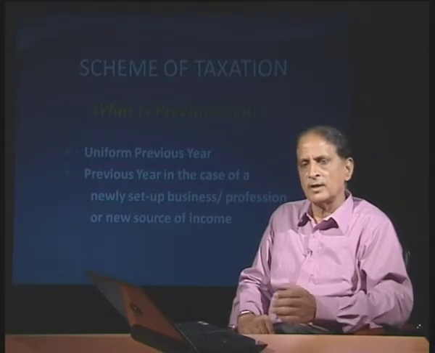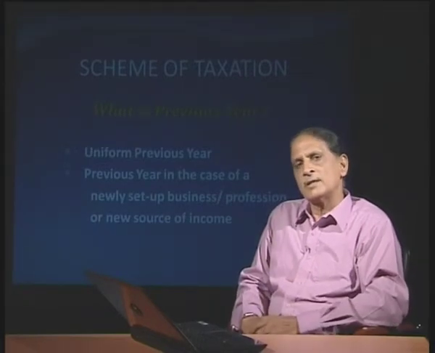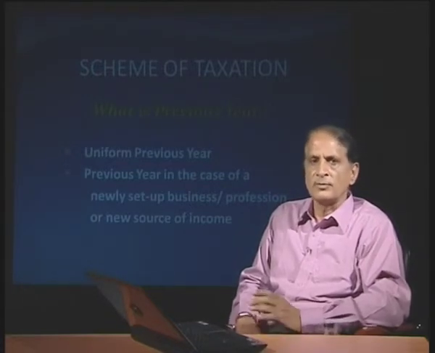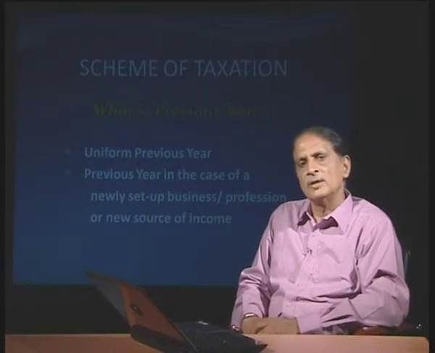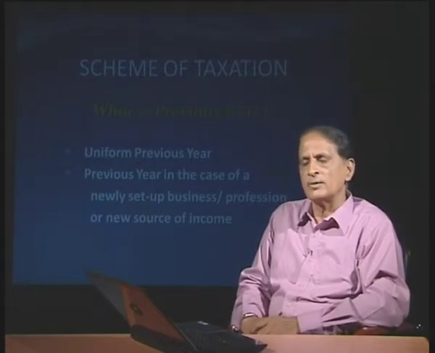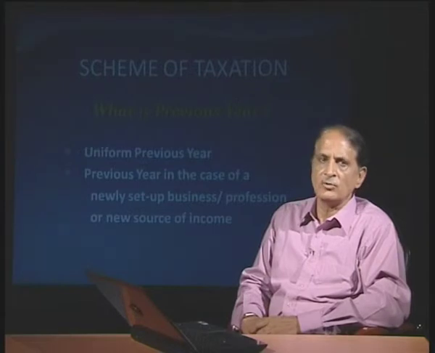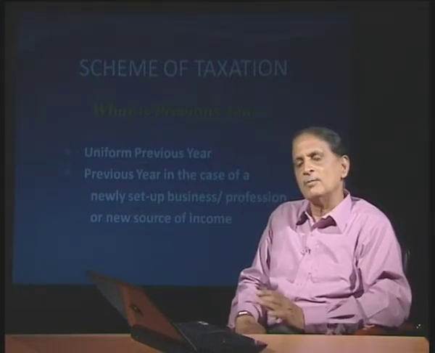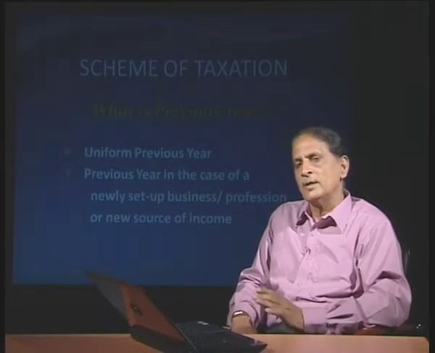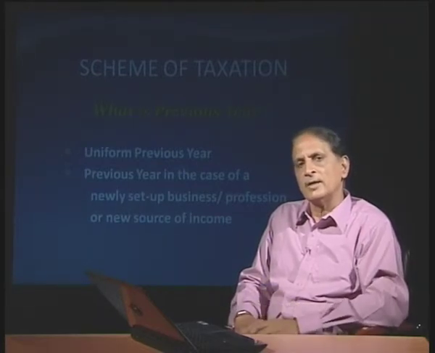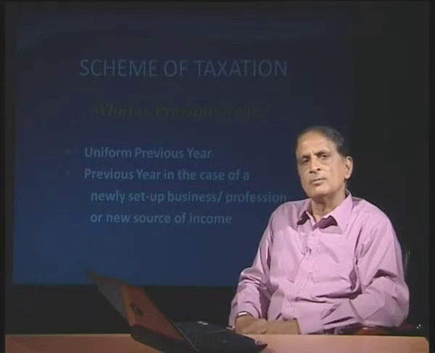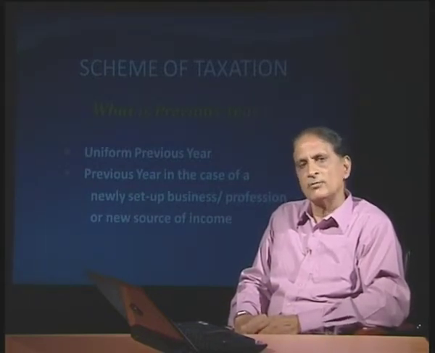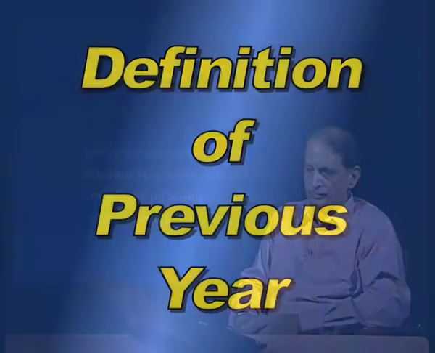Suppose we take an example. Suppose Mr. X has set up a business on 1st July 2011. In this case, the previous year will be of 9 months, beginning from 1st July and ending on 31st March of the next year, say 2012. But in no case will the previous year exceed 12 months, though that happened before 1988-89, when uniformity in the previous year was brought about. Now and onwards, the previous year will be at most 12 months.